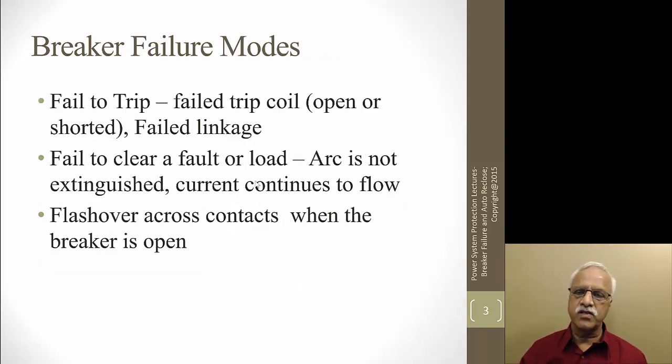So what are the modes of why the breaker fails? It can be a failed open circuit, an open or shorted trip coil, or it could be a failed link that has dropped off. Or it could fail to clear the fault, where the arc is not extinguished and the current continues to flow. That is also a situation for breaker failure. Or if it is an open contact, there could be a flashover across the contact when the breaker is open. These are different failure modes.